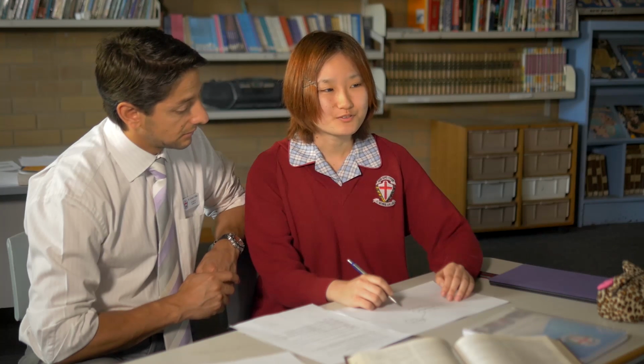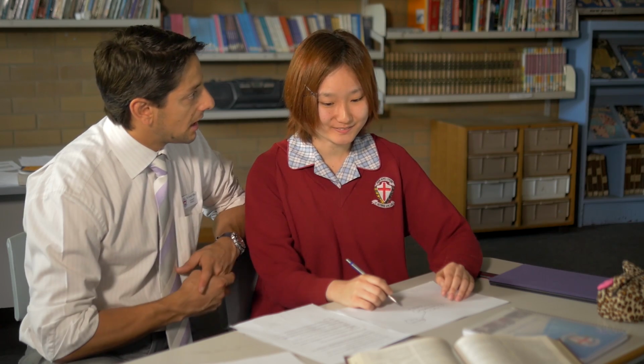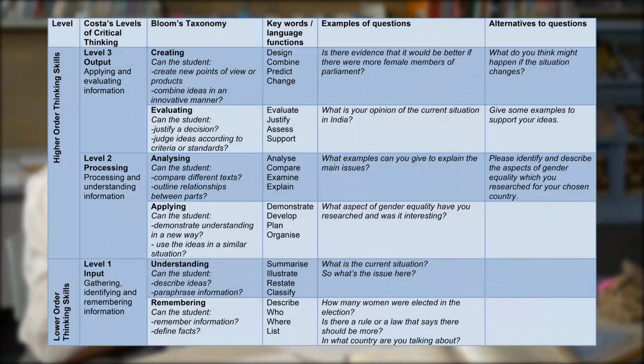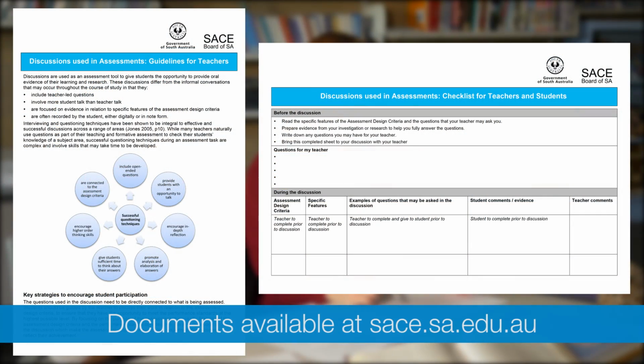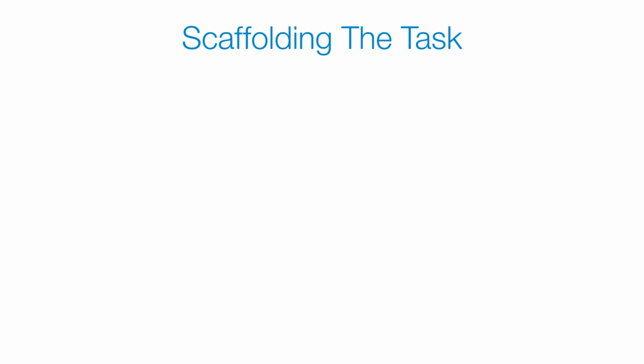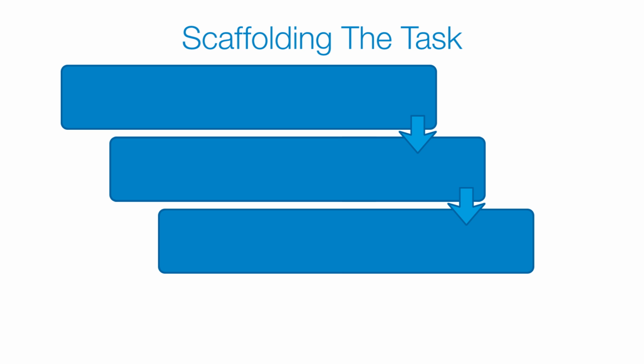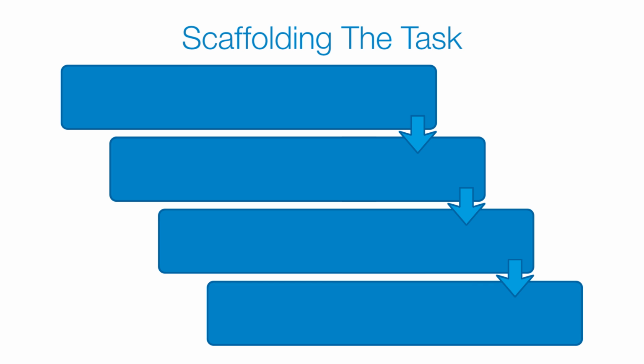Plan your questions before the discussion based on the specific features of the assessment design criteria. Check that they are focusing on higher order level thinking skills by using the table shown before. You can find a handout with this information and templates to use on the SACE website. Another idea to incorporate into your planning is scaffolding the task with your students. Following these steps can help students identify the rhetorical patterns and language involved in these types of tasks.